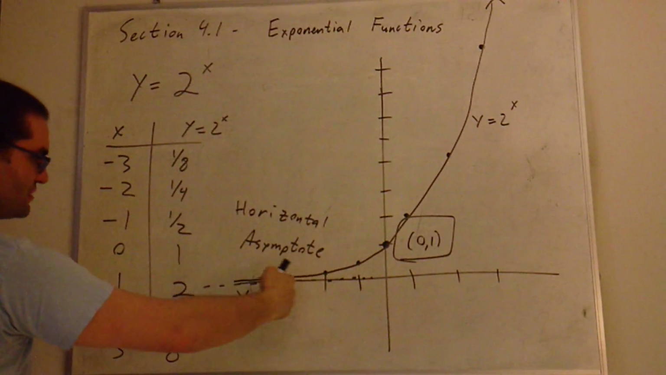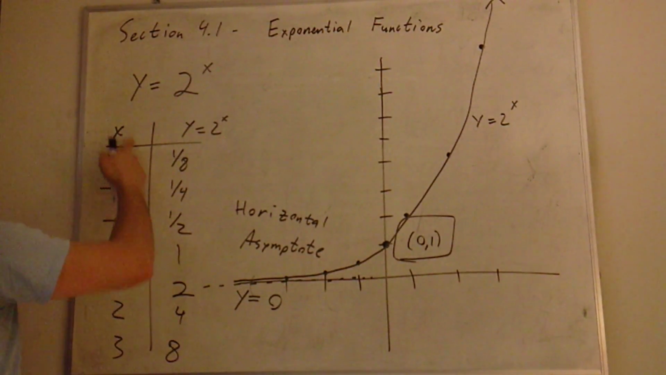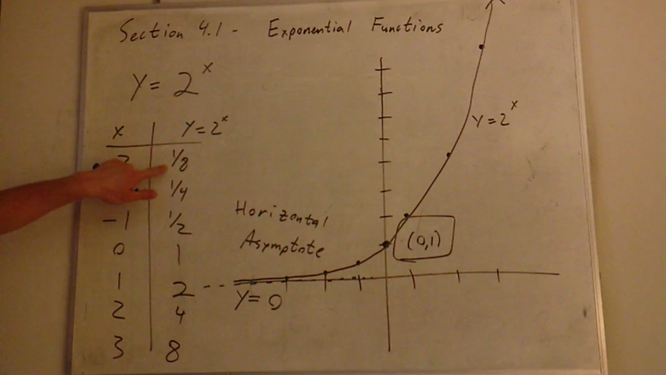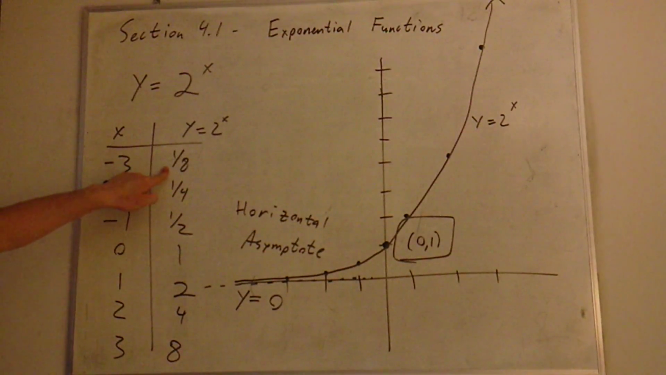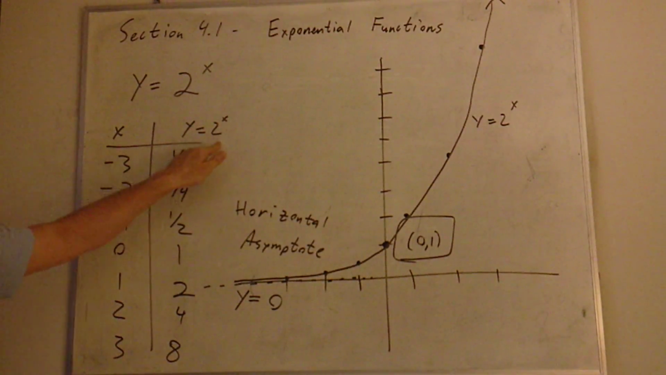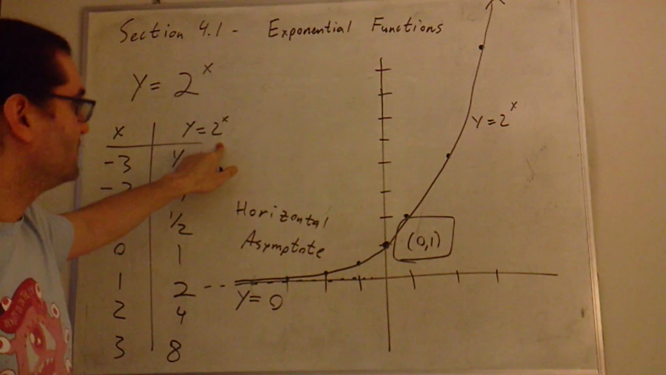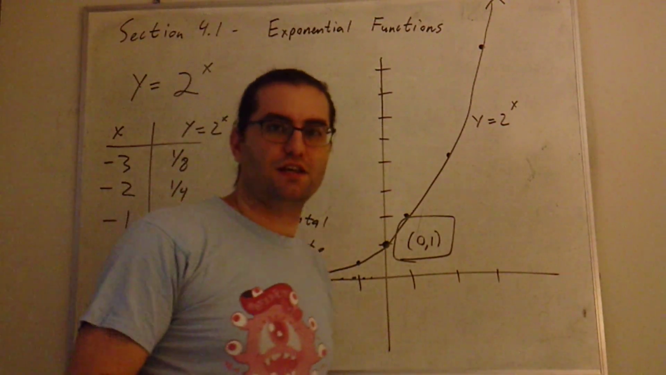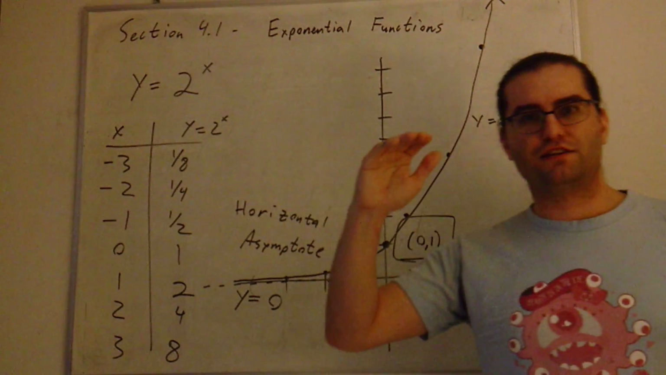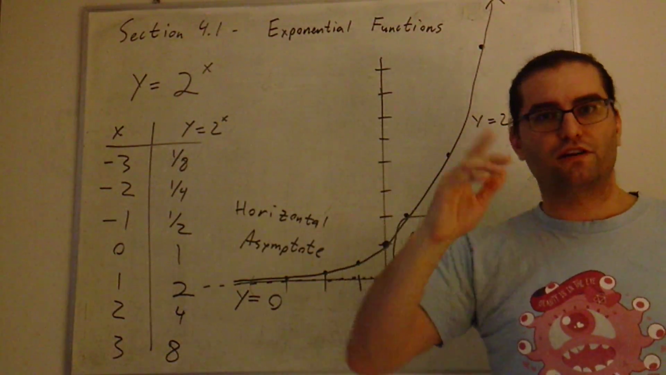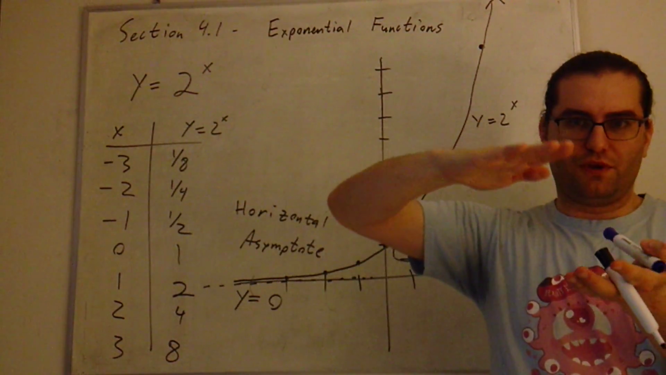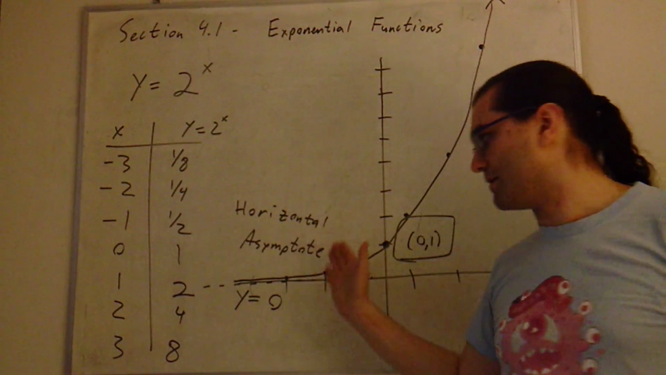As you continue to get increasingly negative here, like negative 4, negative 5, negative 10 on the x-axis, you're going to get numbers that are closer and closer to 0, because you're going to be putting bigger and bigger powers of 2 into a denominator. So you'll have 1 over 16, and then 1 over 32, and then 1 over 64. The numerator is always 1, and the denominator keeps growing, which means you're getting really, really close to 0 there on the back end.